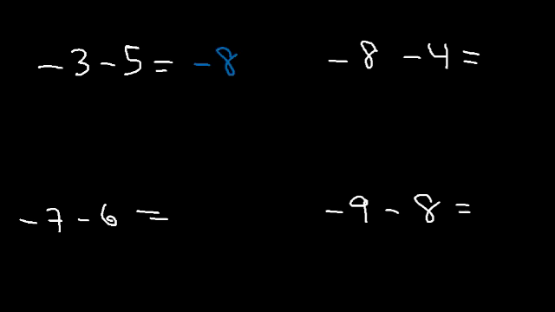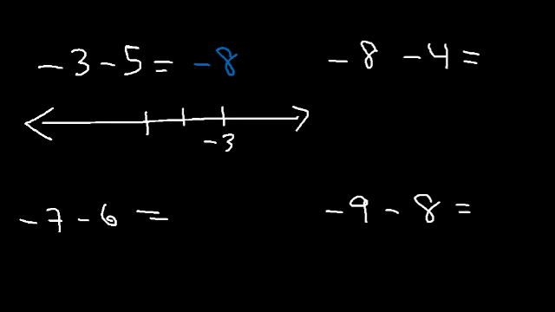So if we make the number line, starting at -3, we're going to subtract it by 5. So we need to go 5 units to the left. 1, 2, 3, 4, 5. So this will be -4, -5, -6, -7, and -8.